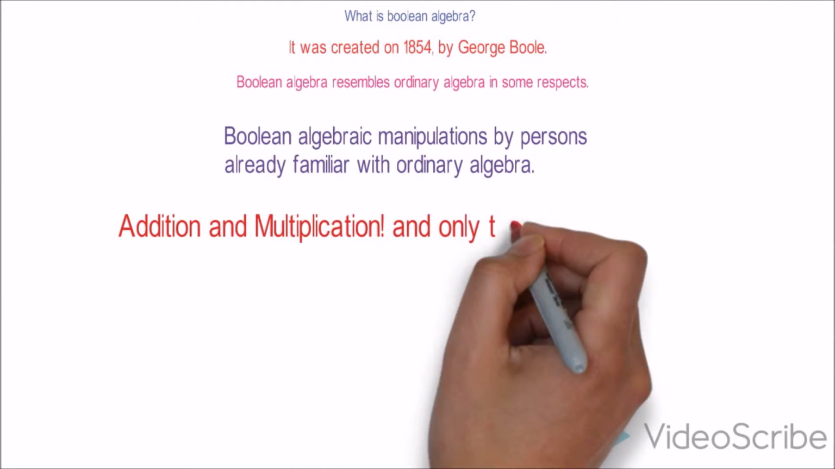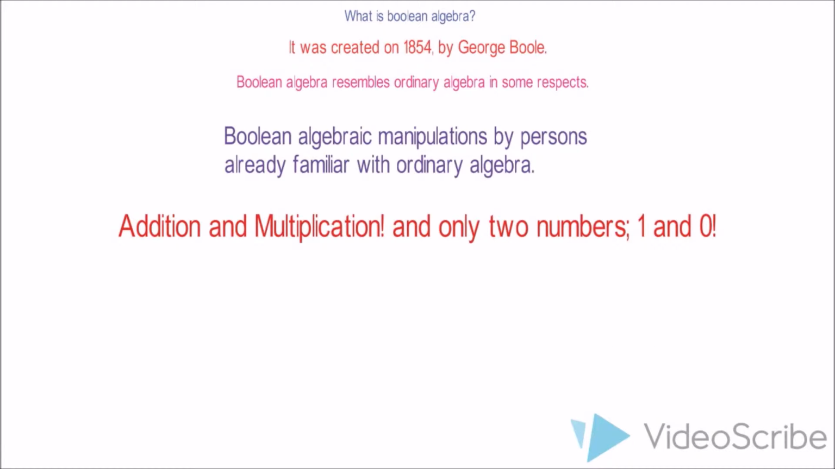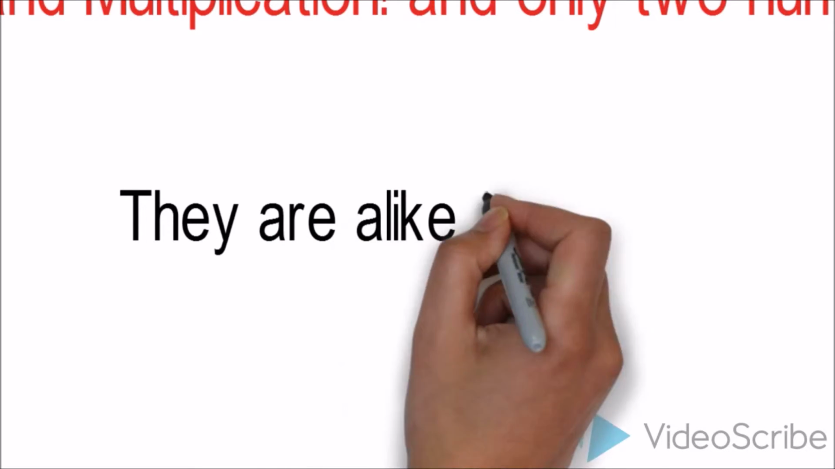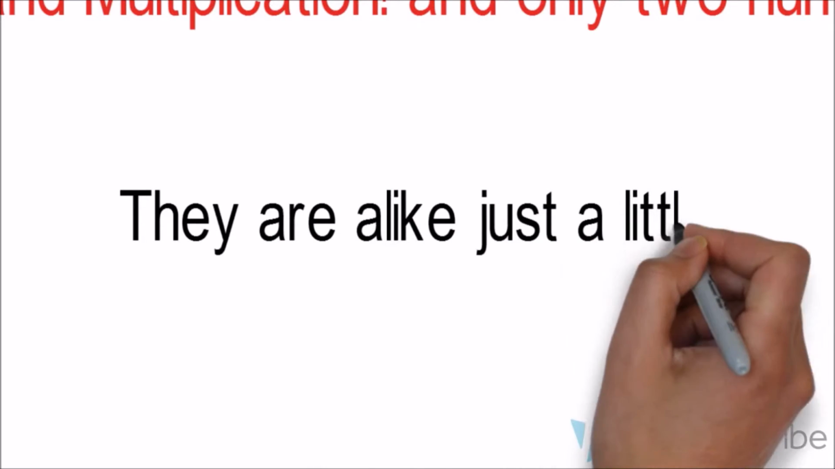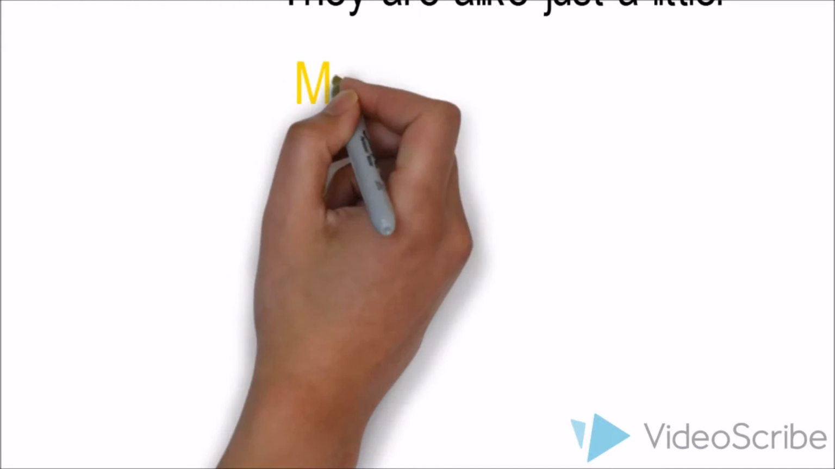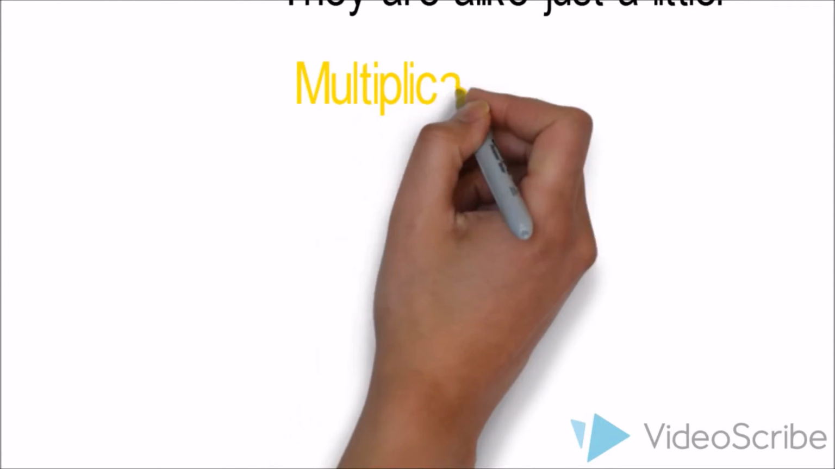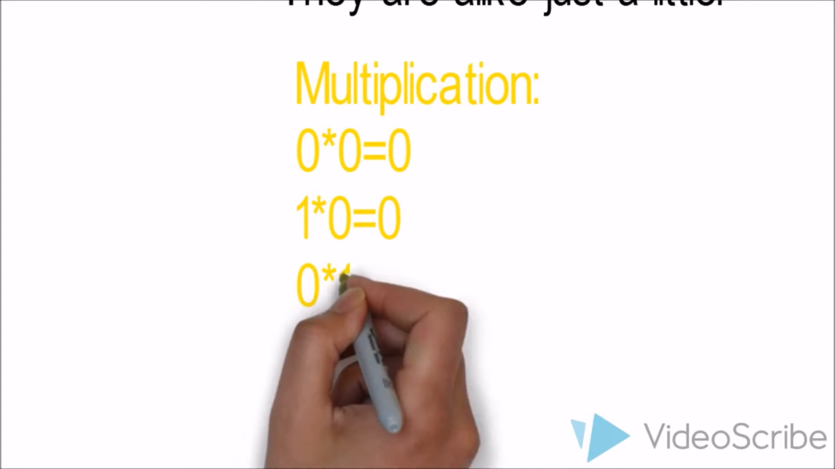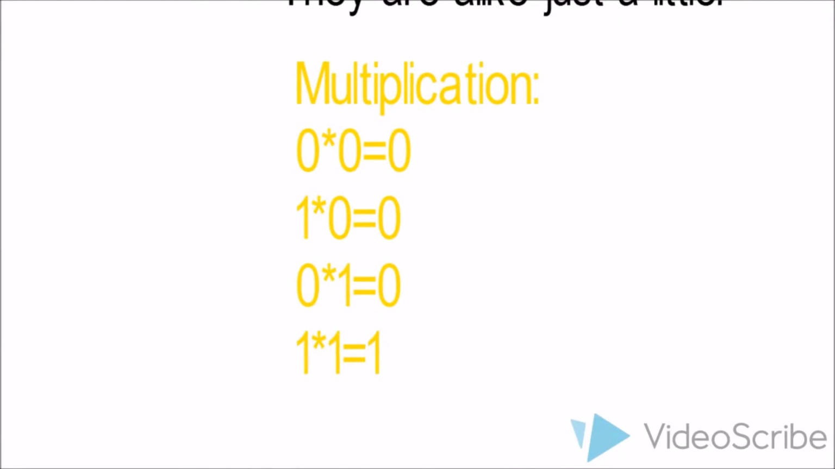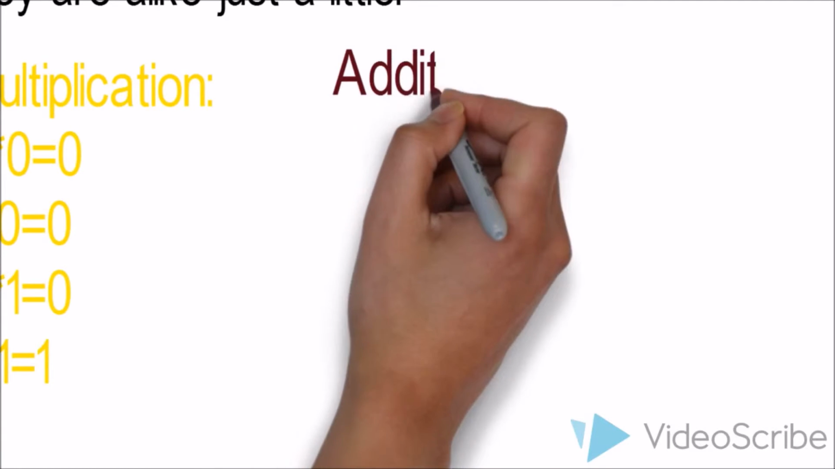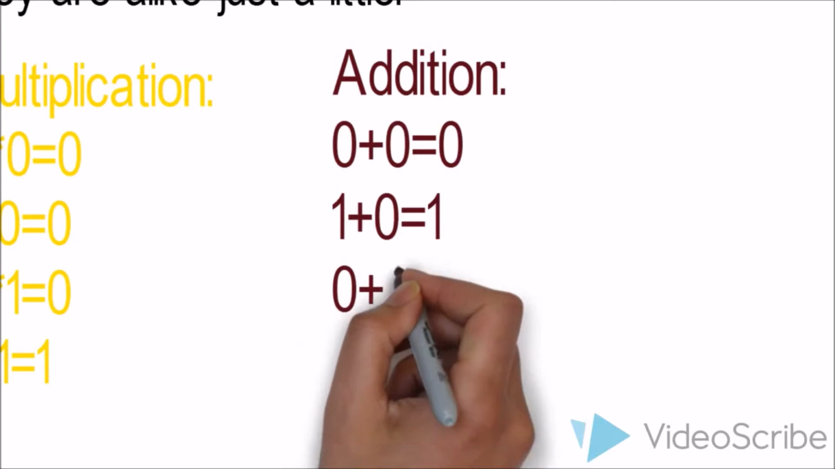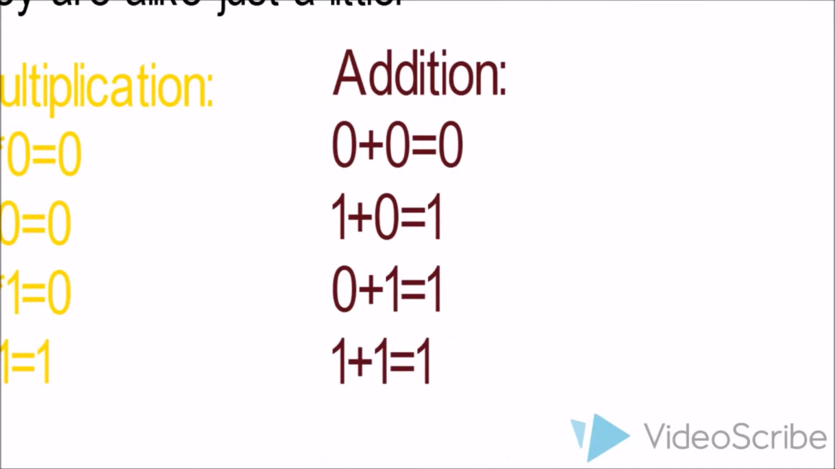The best part is that the Boolean algebra only has addition and multiplication, and it also has only 2 numbers, the 1 and the 0. But they are alike just a little. Let's see why. In the multiplication, they are a lot alike. But when we do some additions, we can see that they seem a lot alike, but then there's something wrong.